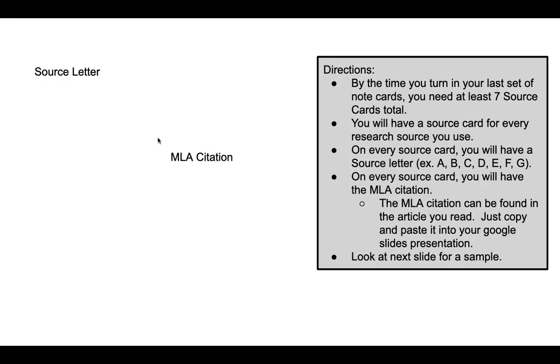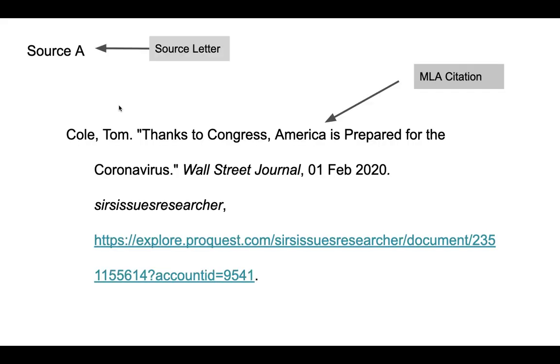Then you'll have the MLA citation in the middle. You can find the MLA citation in the article that you read. So all you have to do is just copy and paste it into your Google Slides presentation, and then you will be all set. So I will show you the next slide, which gives you a sample of what that looks like. So this is my first source, so I will label it source A, because that's my first source. And then I have that MLA citation that I got from the article that I am doing my research on. So let me just show you quickly where you'll find that MLA citation.